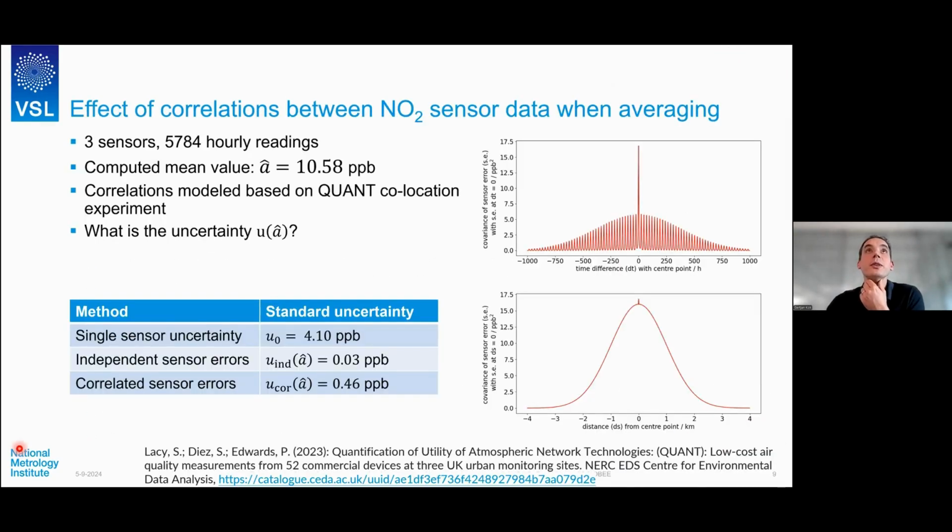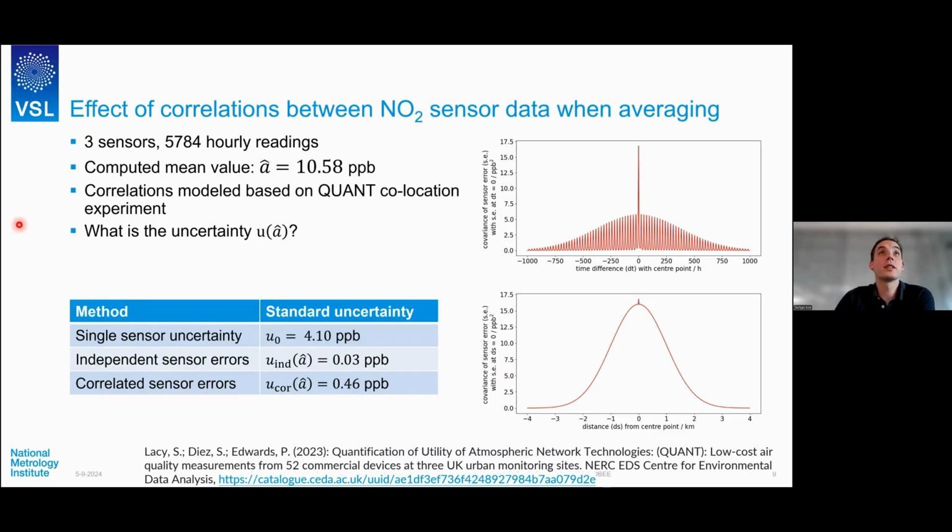So what did we do for now? The project has almost finished its first year. We looked at the effect of correlations between NO2 sensor data when averaging. So we took a data set of the COMP data sets, which is a nice data set of collocated measurements, and it's freely available. See the link here below. We took 3 sensors of the same type and about 6,000 readings.